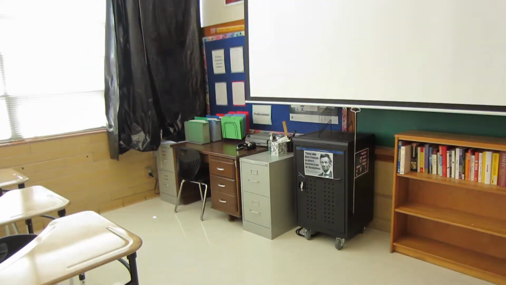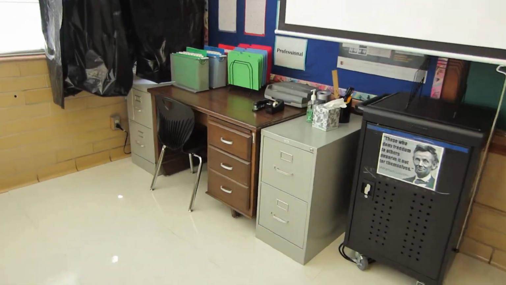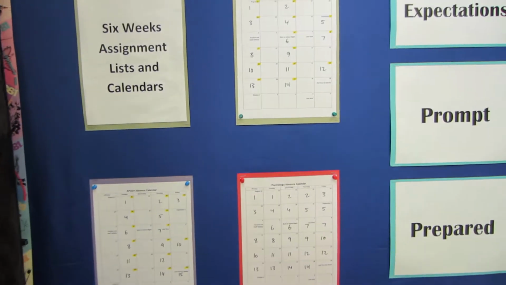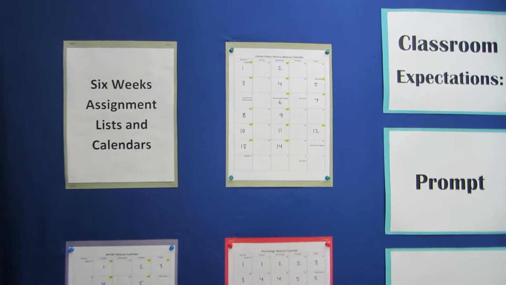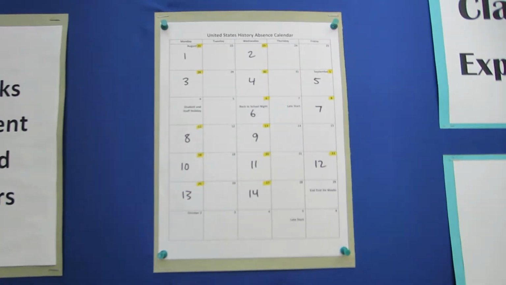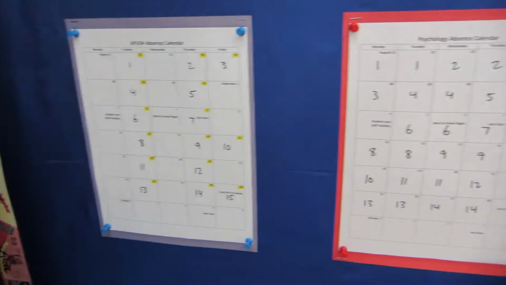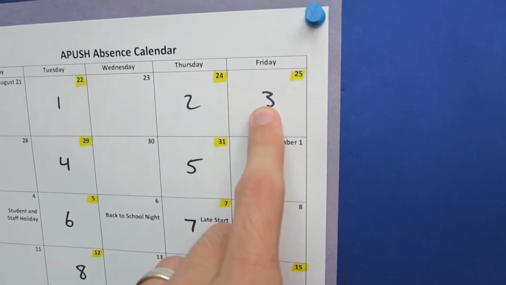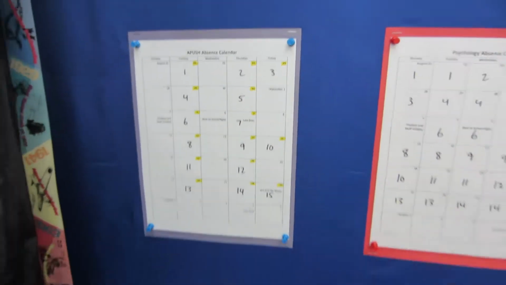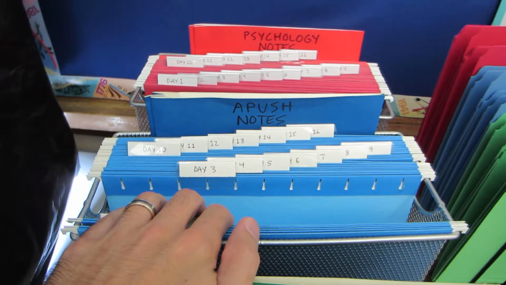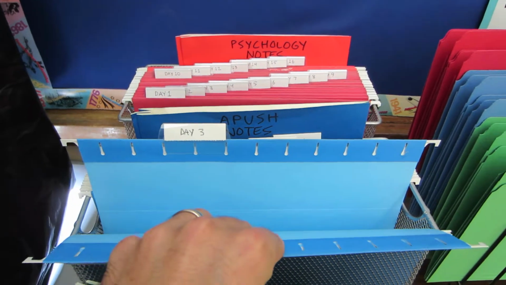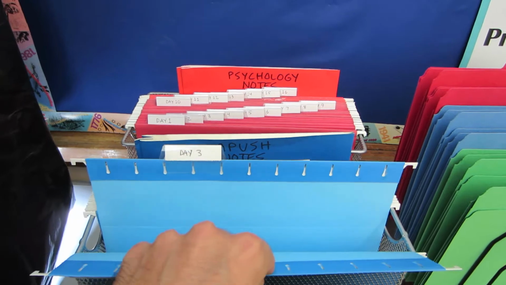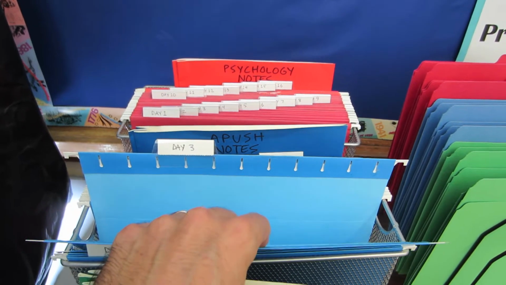Moving over here to the corner, say you missed a day. This would be the absence section. And the absence section is color-coded, much like the entries on my calendar over there. We have green for U.S. history, red for psychology, and blue for APUSH. If you miss a day, look at the day you missed. Say it was Friday the 25th, that's day 3. You would go here to day 3 in the appropriately numbered folder. And if there was a physical handout, you get it here. More and more we're going online though, so expect to see this more and more empty as the year progresses.